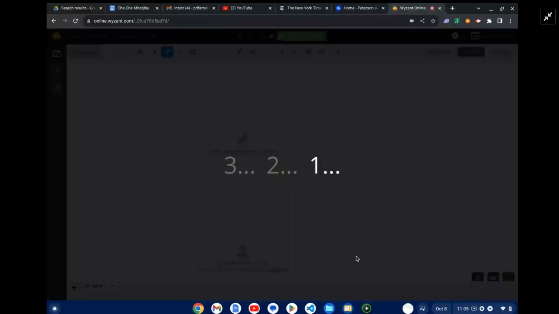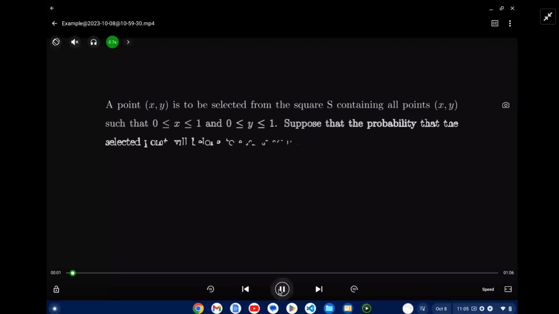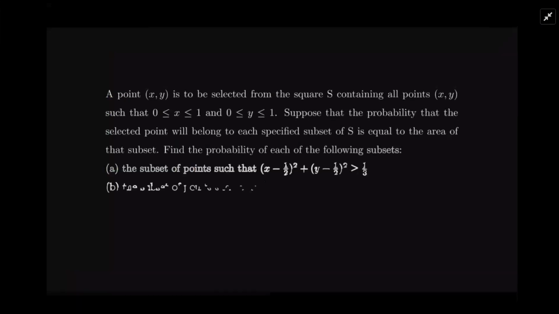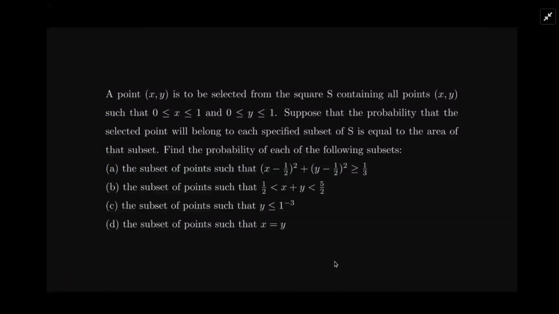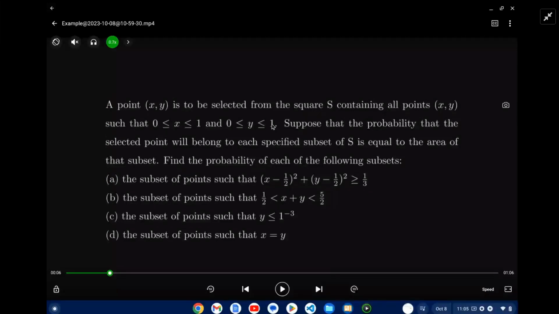Okay, we have a probability question. We're going to choose a point inside a square, where x is between 0 and 1, y is between 0 and 1, and we want to know the probability of these subsets, of having a point in the subset. Now the area of the square is 1, and so the probability is just going to be the area of the region defined by these different constraints.